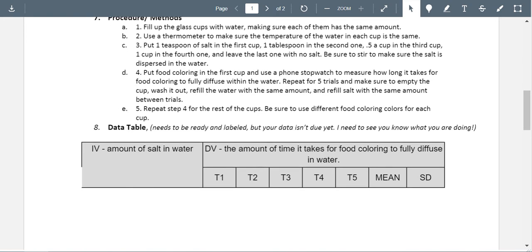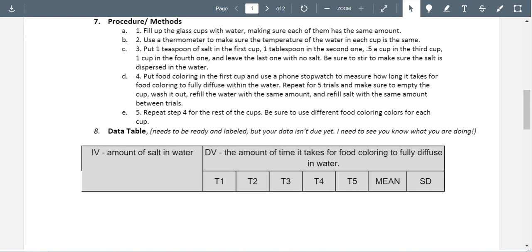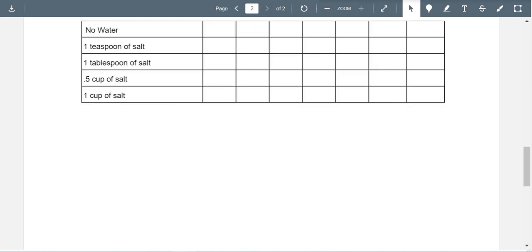And next, you got your table here. I don't want to scroll to the next page because, again, you've got your name on this, and I'm trying to keep these anonymous here. But you do have the amount of salt and water. Okay, that's good. But again, what are the units we're using to measure? You need to put after this your parentheses and the unit. The amount of time it takes food coloring to fully diffuse in the water. Again, what is your unit you're using? You do have the trial through the mean and standard deviation, so I will give you that.